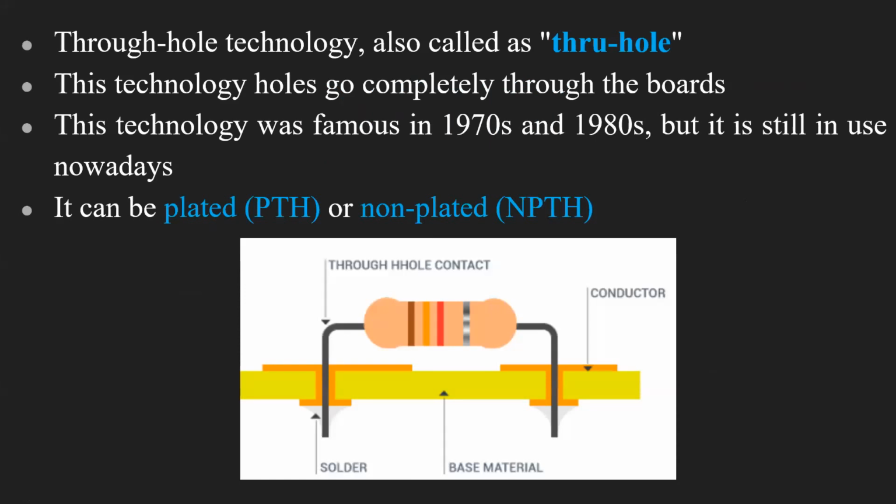So this technology was famous in the 1970s and 1980s after the wire wrapping technique, but it is still in use nowadays. People used to order the PCB and tell the manufacturing industry to have the PTH in their PCBs to get some advantages. So this through-hole technology can be of two types: plated through-hole technology and non-plated through-hole technology.